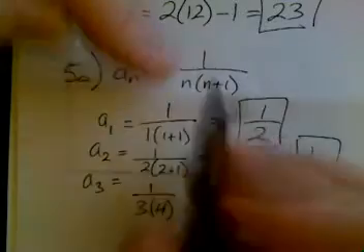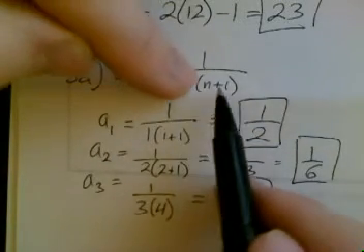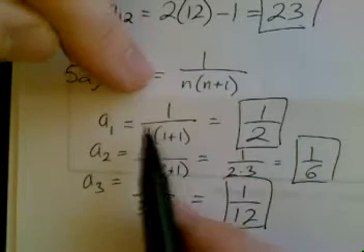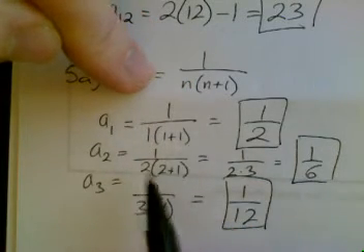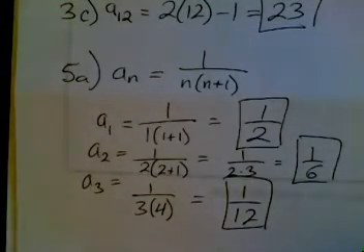And you'll notice, again, this is 1 over the nth term, the nth piece, times the next number. So 1 times 2, and then 2 times 3, and then 3 times 4, and the next will be 4 times 5, and 5 times 6, and 6 times 7, and so on and so forth.